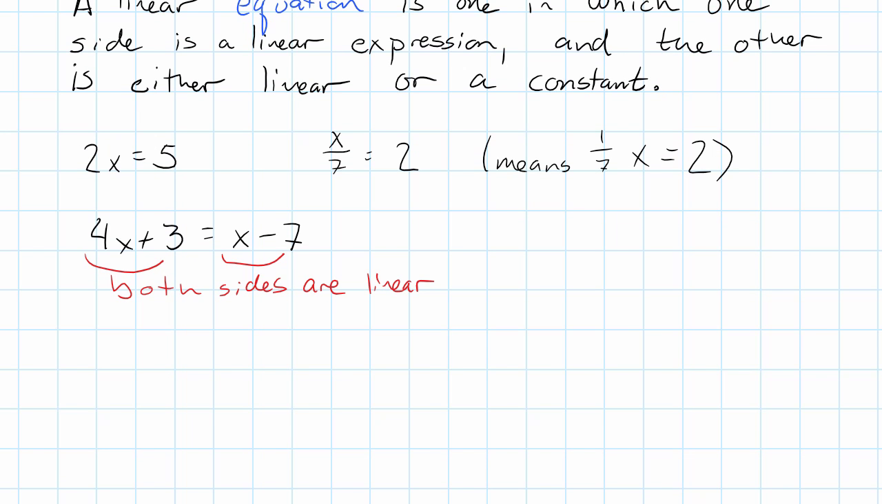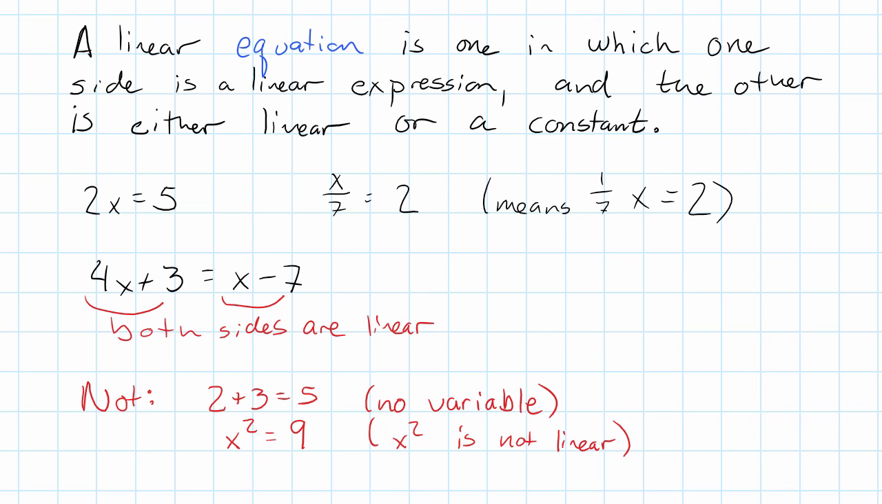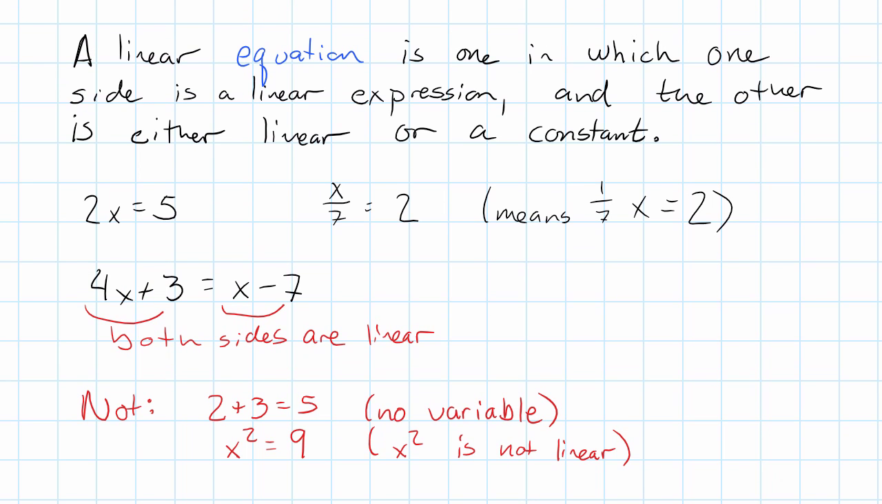But not, for example, 2 plus 3 equals 5, since there's no variable, and also not, for example, x squared equals 9, since x squared is not linear. So the techniques that we'll be describing in this section are specifically techniques for solving a linear equation in one variable.